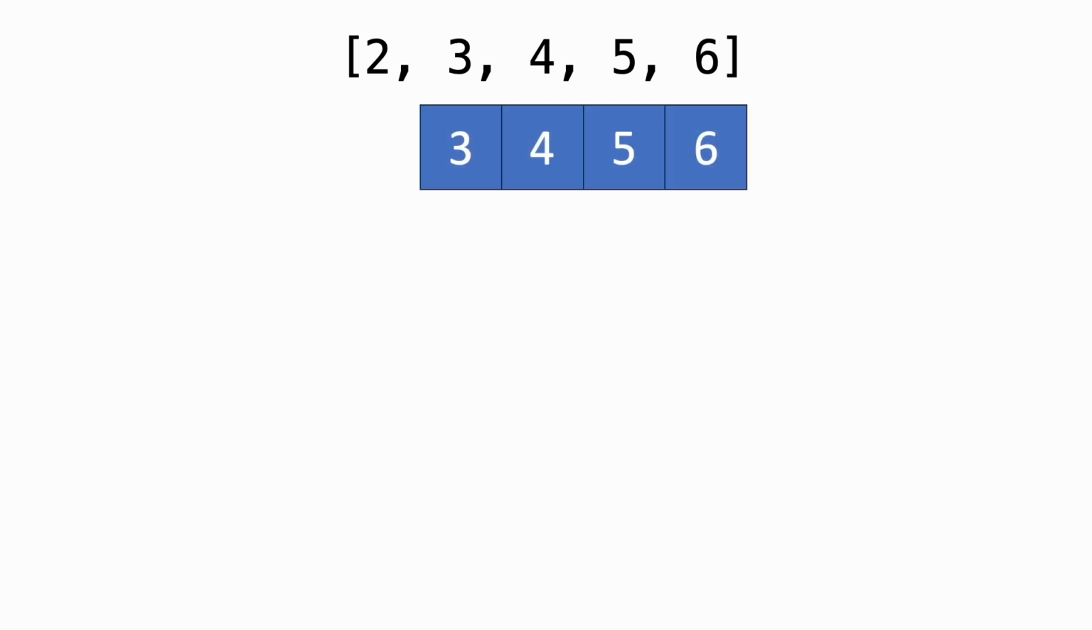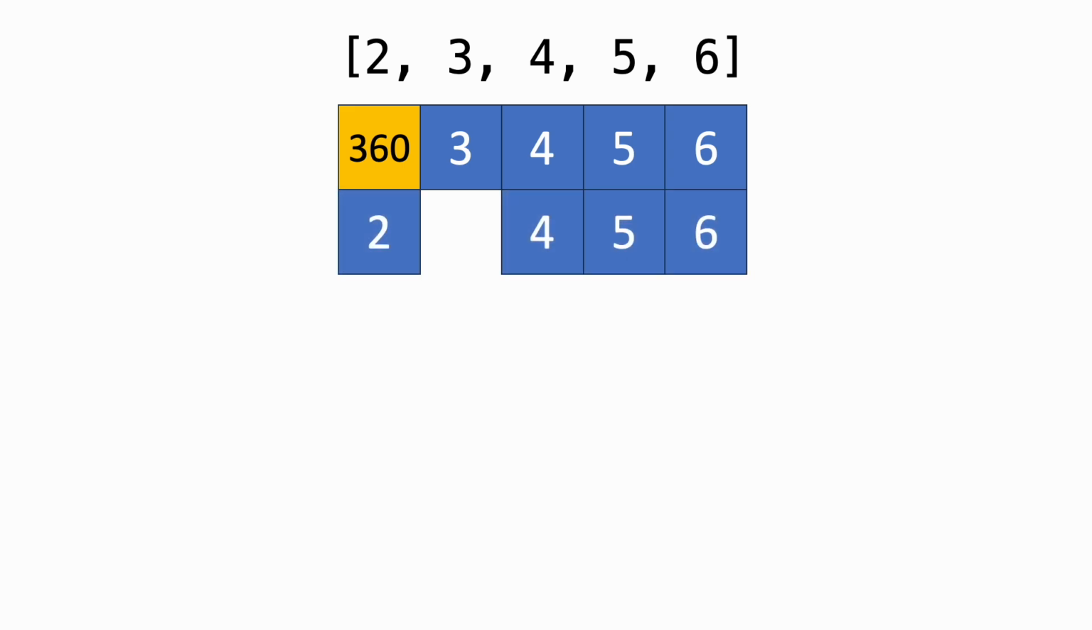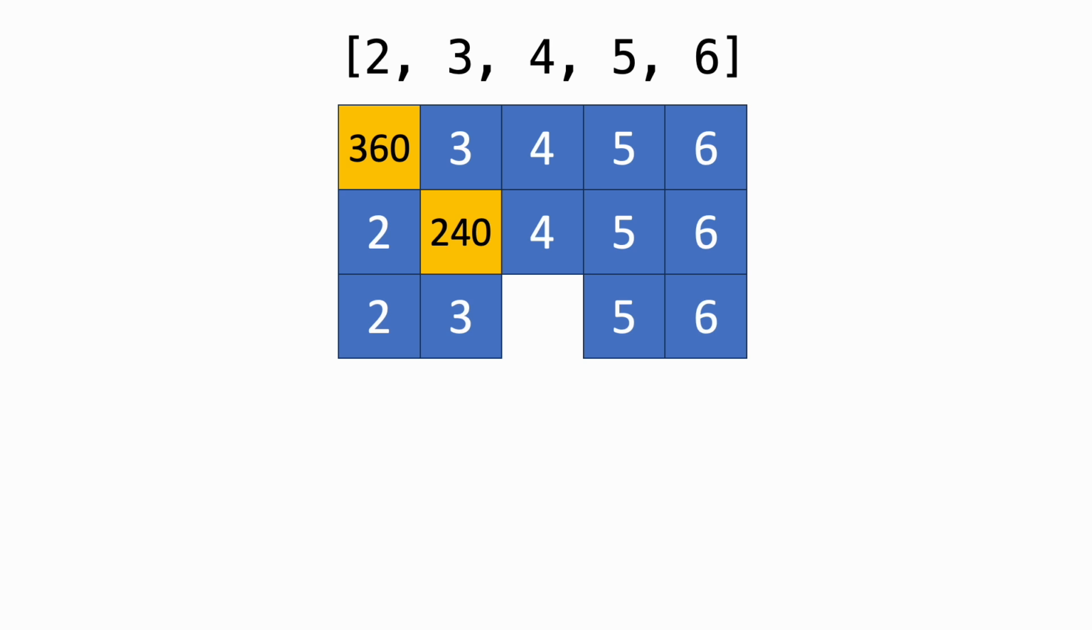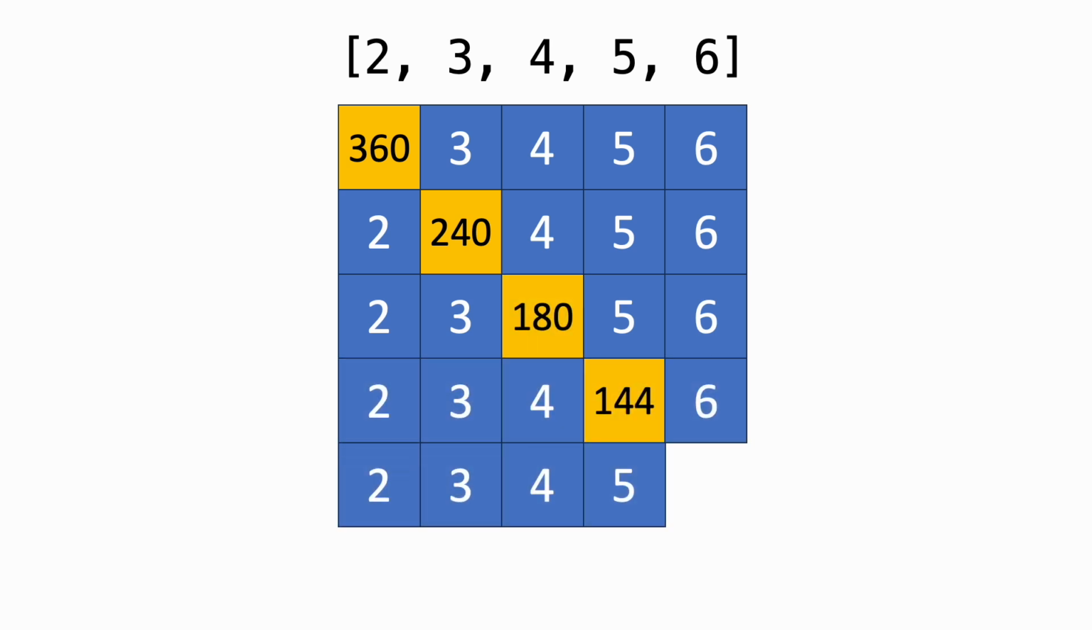Let's say the input array is 2, 3, 4, 5, 6. Then in the output array, the first element would be 3 times 4 times 5 times 6, which is 360. Notice that we didn't include 2 because 2 is also the first element in the input array. The second element in the output array would then be 2 times 4 times 5 times 6, which is 240. And the third element would be 2 times 3 times 5 times 6, which is 180. And we would continue doing this for every element in the array.